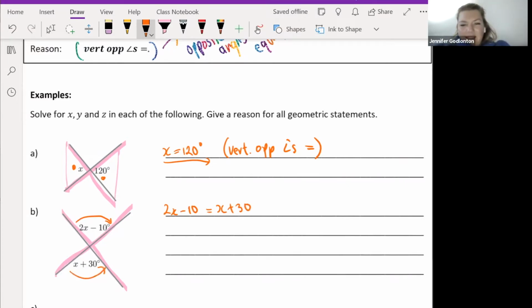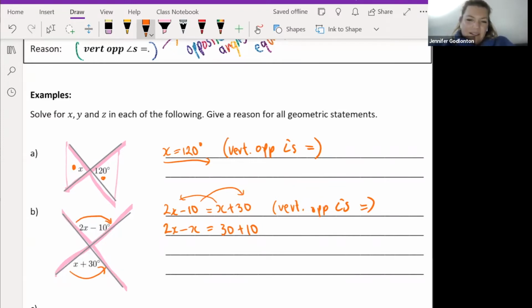And then you're going to move the constant numbers on one side and x on the other side, right? So what does that look like? So 2x minus x equals 30 plus 10. Good. So then x equals 40. 100%. Nice. Good job. Awesome. Chilo's on a roll, guys.